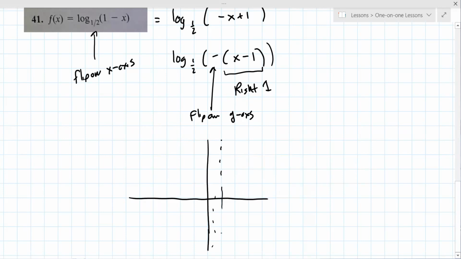Okay. It ends up looking like this. So right one is this part. The flip over the y-axis is why it's going to the left here, and then over the x-axis is why it doesn't start down here and go up that way. Oh, all right. We flip on the other side because of the negative. All right.